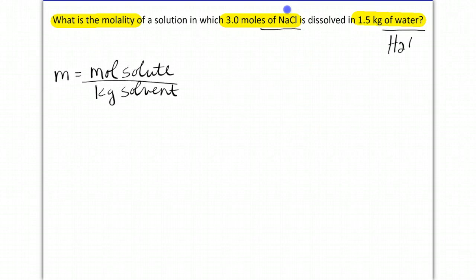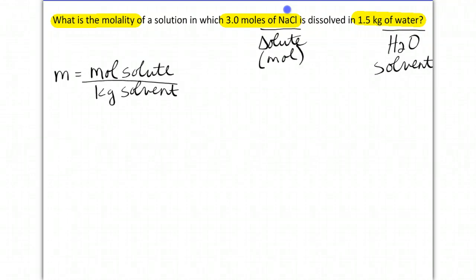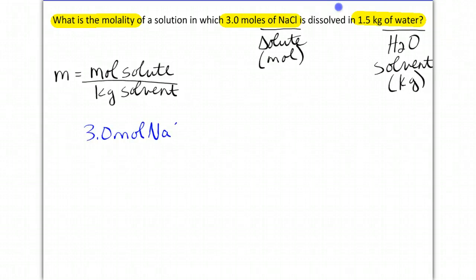Water is considered a universal solvent, and so when we see this, we're going to go ahead and automatically label water as a solvent, even though there are very rare cases where it would be otherwise. Water is pretty much always going to be our solvent, which makes salt our solute. So solute is going to get changed to moles, and our solvent is going to get changed to kilograms. Now I'm going to place my givens, 3.0 moles of sodium chloride over my solvent, 1.5 kilograms of water.